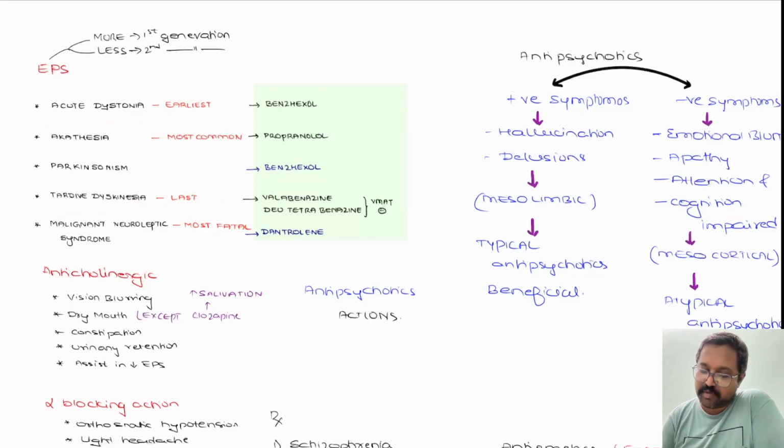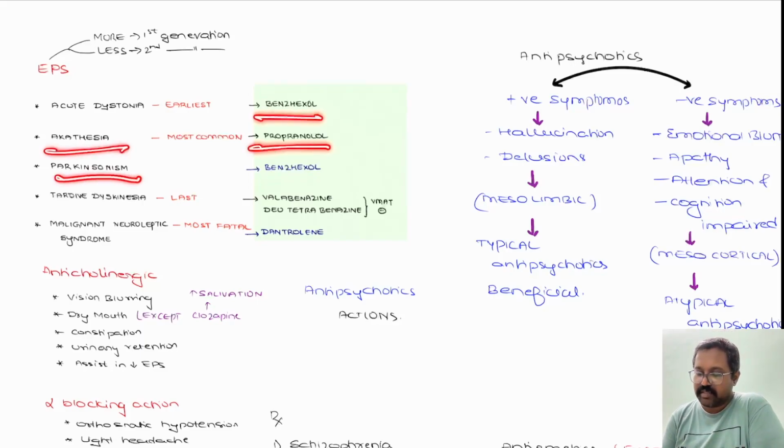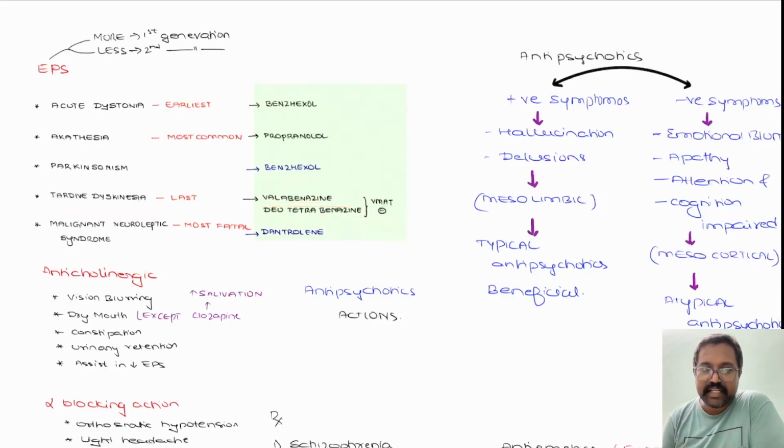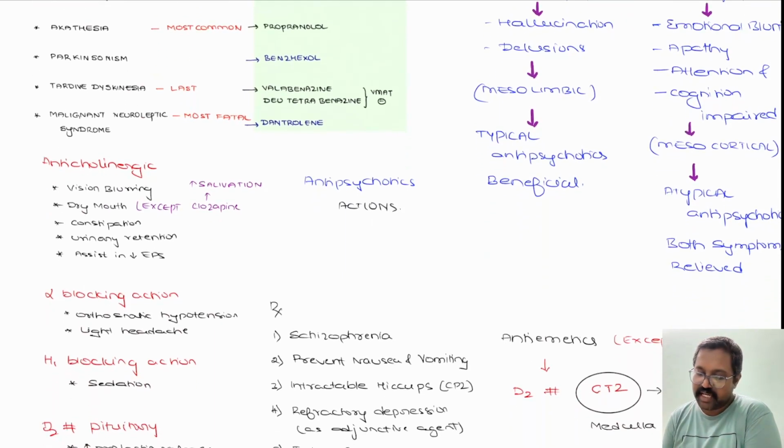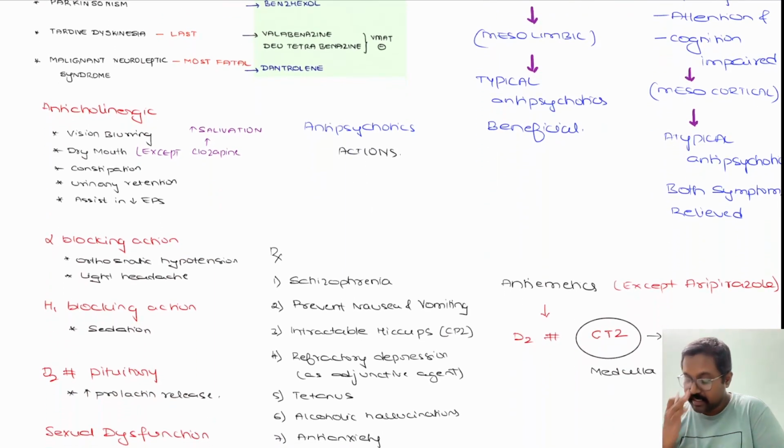In acute dystonia, there is increased movement. In akathisia, there is an irresistible desire to move. For acute dystonia we use benzhexol, for akathisia we use propranolol, and for Parkinsonism again benzhexol. To treat tardive dyskinesia, you need to use VMAT inhibitors, vesicular monoamine transporter inhibitors, like valbenazine and deutetrabenazine. Apart from EPS, we have anticholinergic side effects like blurring of vision, urinary retention, constipation, and dryness of the mouth.